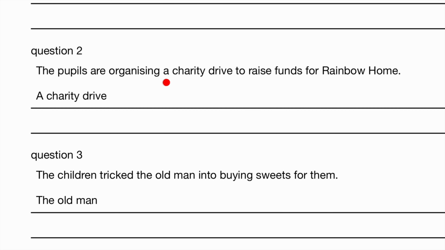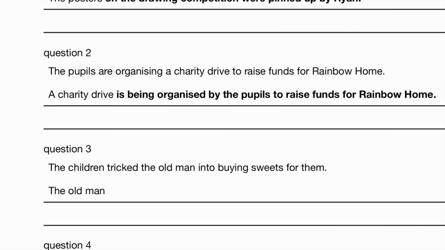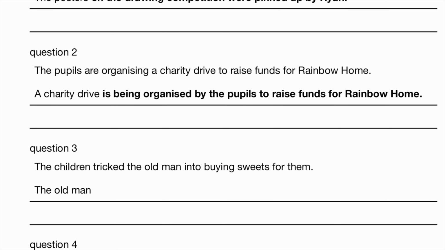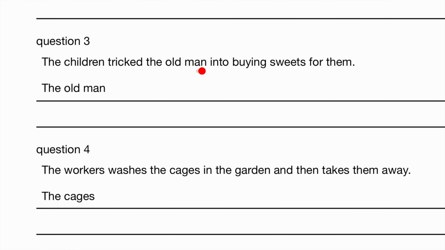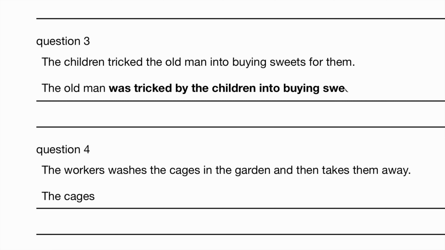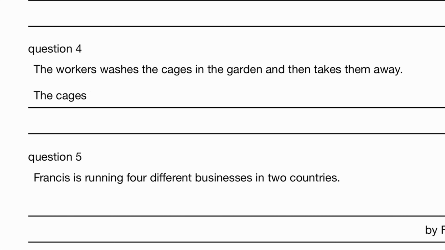The pupils are organizing a charity drive to raise funds for Rainbow Home. A charity drive, you see R over here in the present tense? Okay, so is being organized. So are organizing with the ing, is being organized with the ing as well. The children tricked the old man into buying sweets for them. So the old man, past tense, was tricked by the children into buying sweets for them. We're using the present tense here.